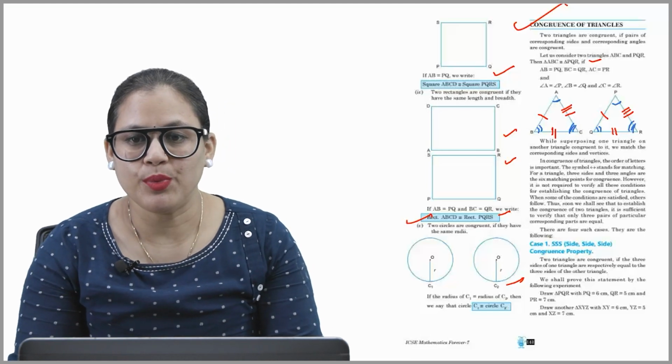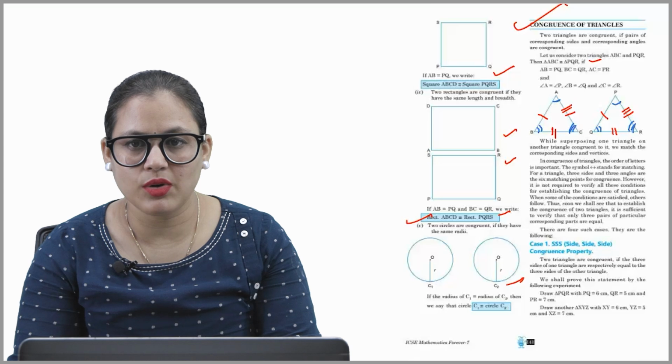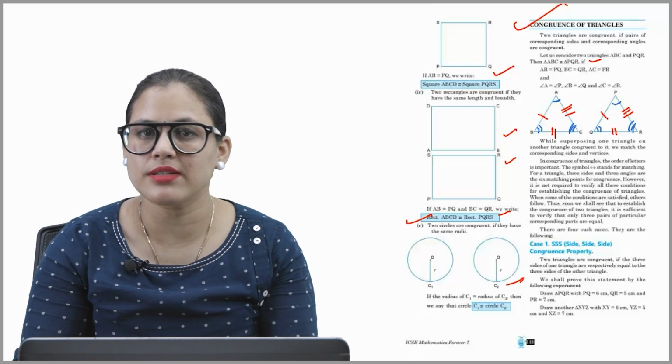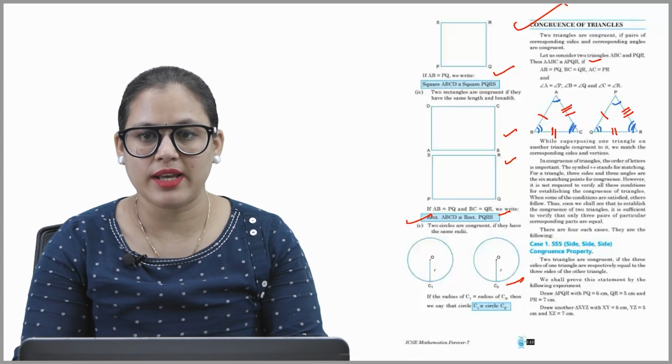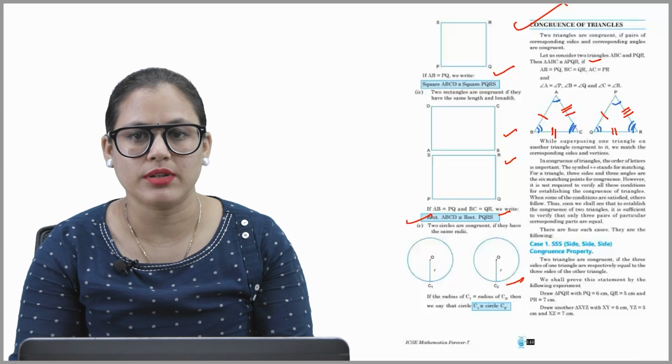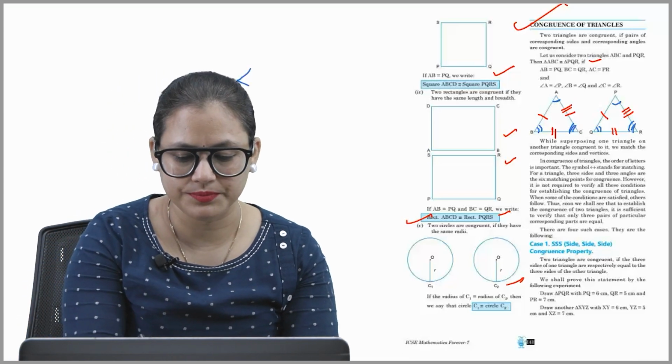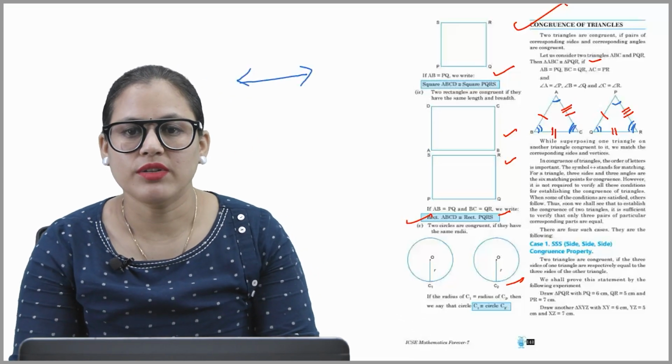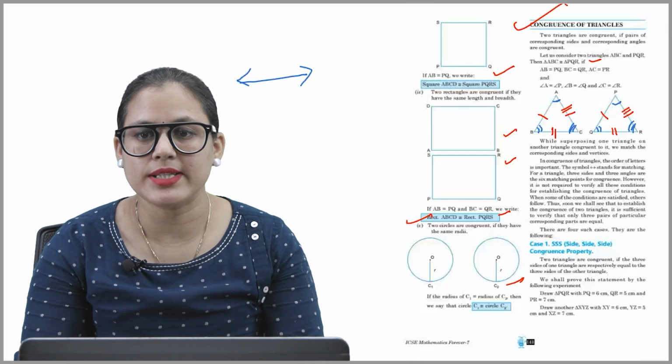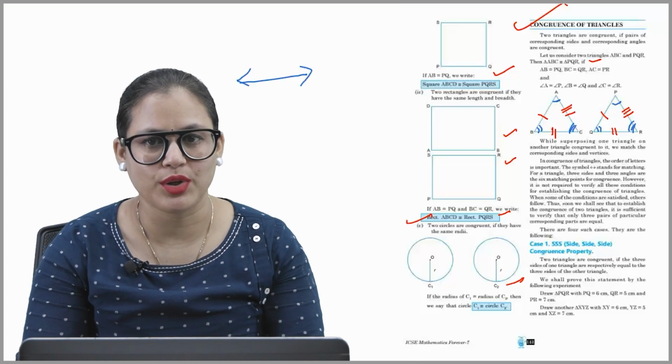While superposing one triangle on another triangle congruent to it, we match the corresponding sides and vertices. In congruence of triangles, the order of letters is important. This symbol stands for matching. For a triangle, three sides and three angles are the six matching points for congruence.